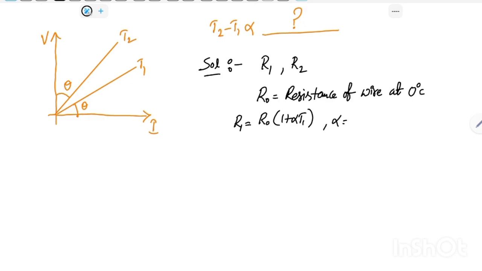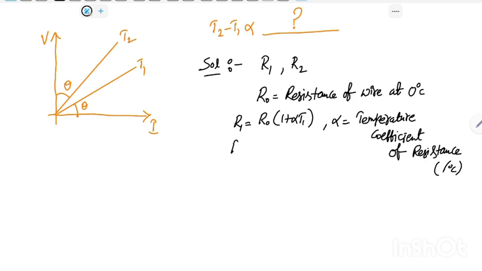What is alpha here? It is the temperature coefficient of resistance. Its unit is per degree Celsius. This is the unit for the temperature coefficient of resistance. Similarly, we can relate R2 with R naught as R2 is equal to R naught into 1 plus alpha into T2. Why did I take the same alpha? Because both are made with the same material. We need to assume that because the information about the type of material at both temperatures is not given. So that's why we need to assume that.